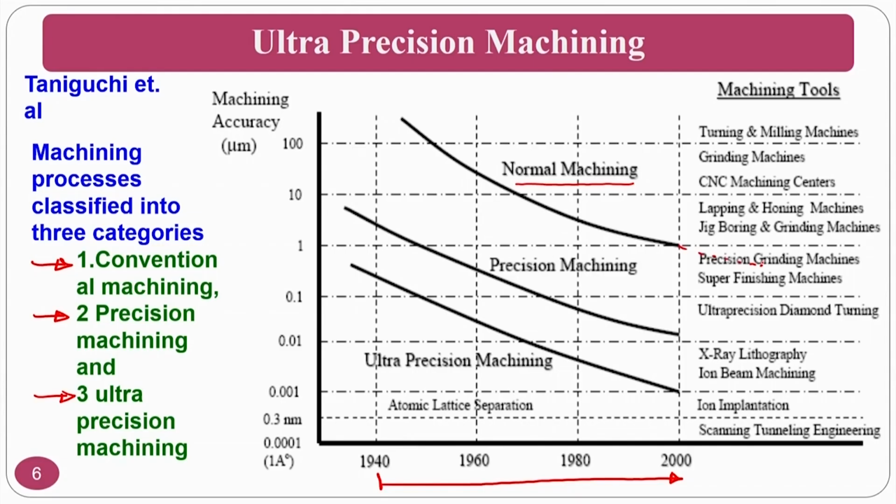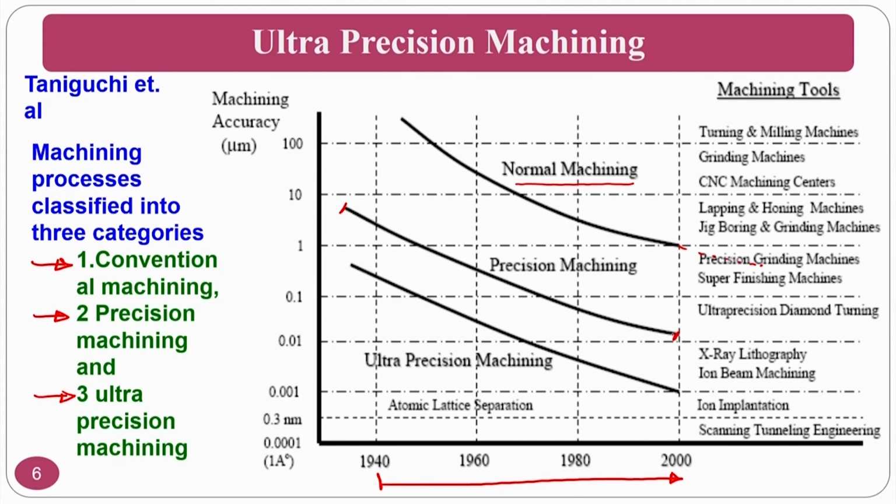In the precision machining processes, the range is below 10 micrometers to approximately slightly above 0.1 micrometer.